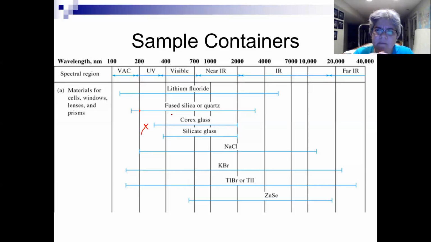Why? Well, glass is much cheaper than quartz. So if you break a glass cuvette, it's much cheaper to replace than quartz. So usually if you're in the UV or UV-vis, we use quartz. But if you're only in the visible, we use glass.